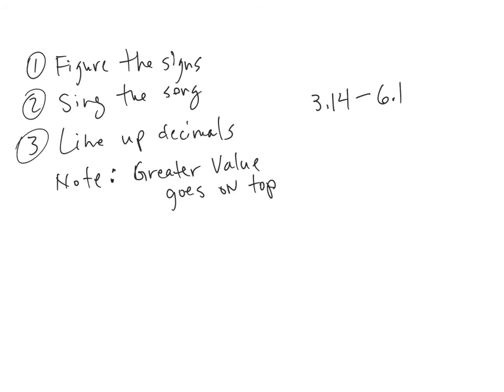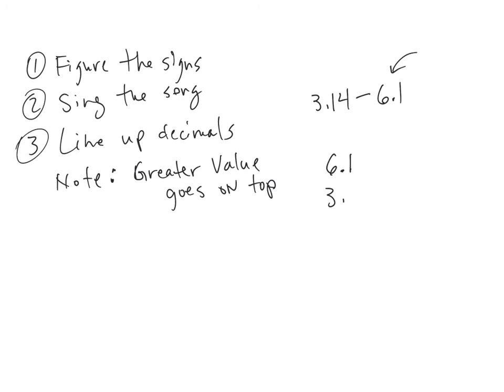So when I go to set this up, what a lot of kids want to do is put 3.14 on top minus 6.1, and you can't do that because this one is the greater value. So that would be wrong. I've already caught at least 4 or 5 kids getting answers wrong because of that. So the greater value, which is 6, has to go on top.